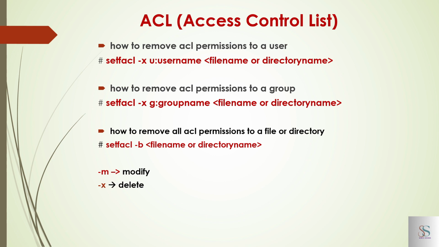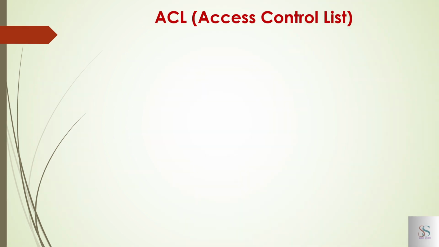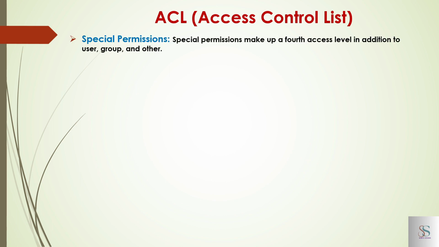And we have three more special permissions: SUID, SGID and sticky bit. Special permissions make up the fourth access level in addition to user, group and others. So besides user, group and others, we have these other permissions as well. SUID means set user ID. SGID means set group ID, and then the sticky bit.